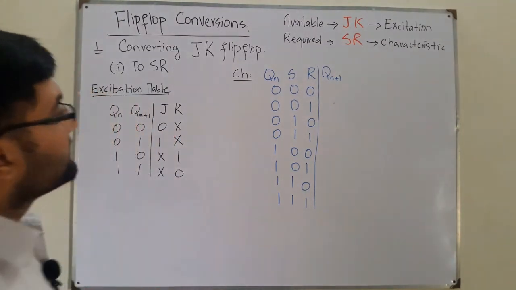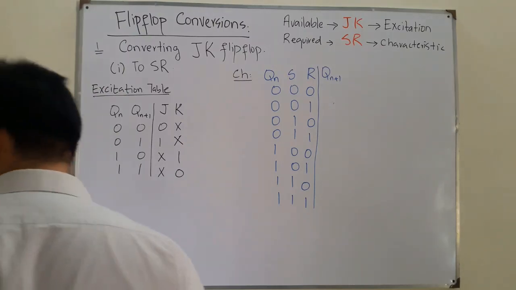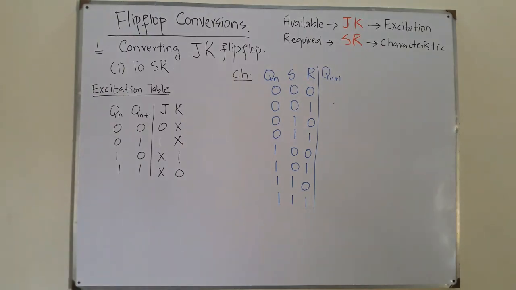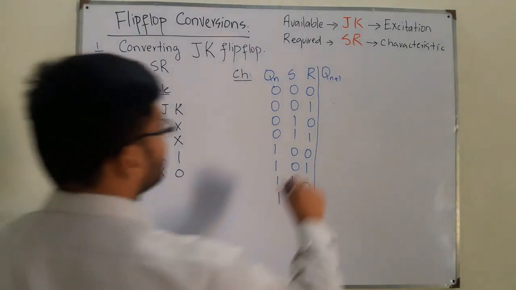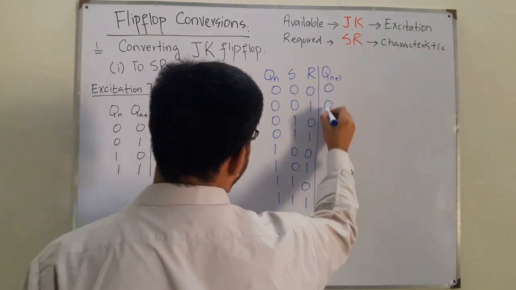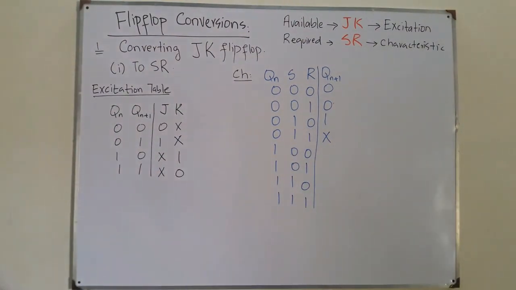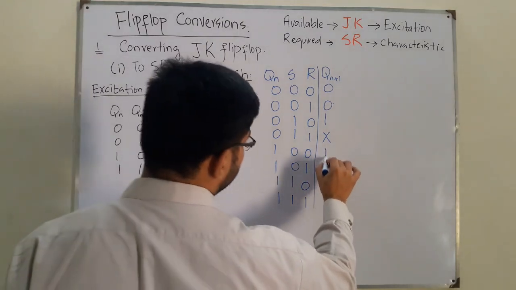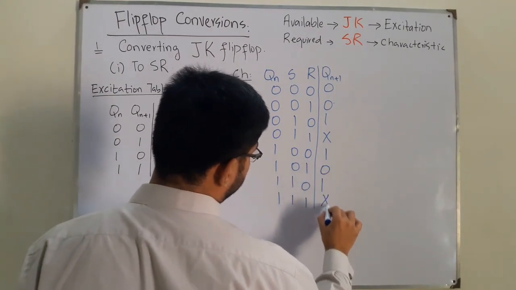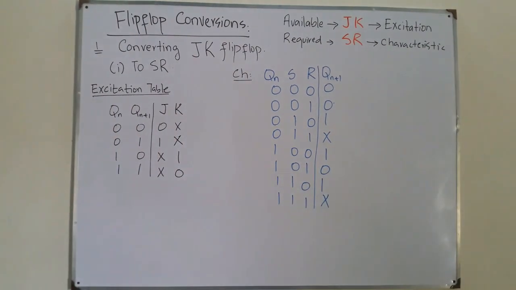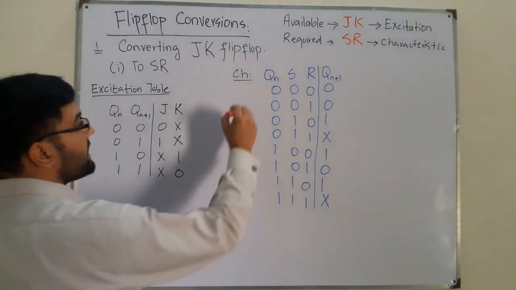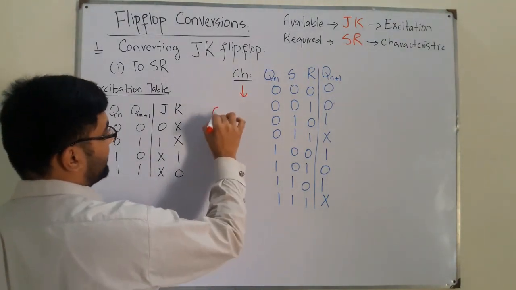Now, the next 8, so let me copy it from the book. We have 001x, 001x, and we have 101x. So this is now the characteristic table. Now out of this characteristic table, we make the combinational table.